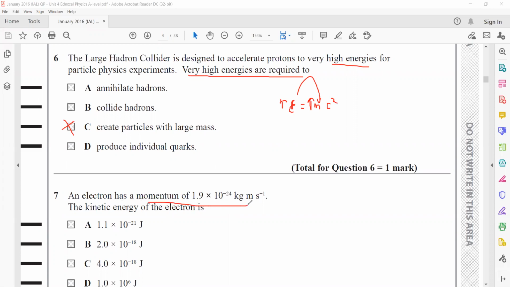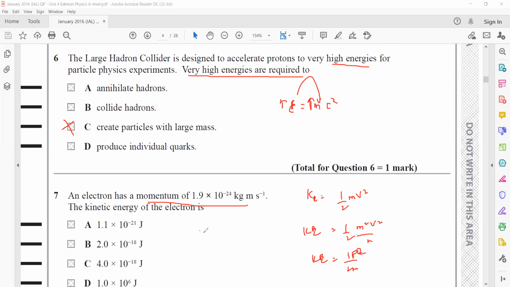An electron has a momentum of 1.9 × 10^-24. What is the kinetic energy of the electron? For question number 7, we know kinetic energy is half mv squared, but we will relate this with the momentum formula. KE is equal to half mv squared. If you multiply and divide by m, it will be half m squared v squared over m, equal to KE. So KE is equal to 1 by 2m times m squared v squared, and m squared v squared is momentum squared, so it is p squared.